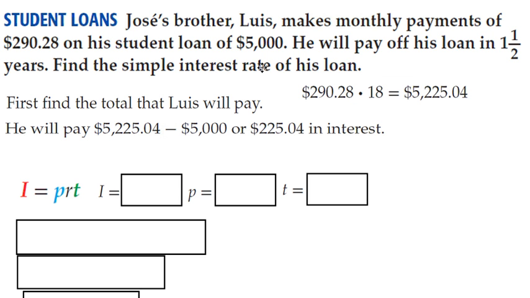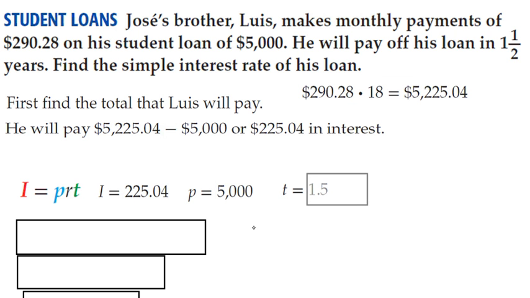Okay, so this one we're kind of working backwards. We know what the principal amount was. We could figure out what he paid in full over that amount of time, and then we can subtract those two to find out how much of that was interest. So we know the interest now is $225.04. The principal was $5,000. We know the time is 1.5 years. Whenever we use this formula, we have to use the time in years. I know up here the time was 18 months because this was given as a monthly payment. Okay, so the months were okay there because we had a monthly payment.